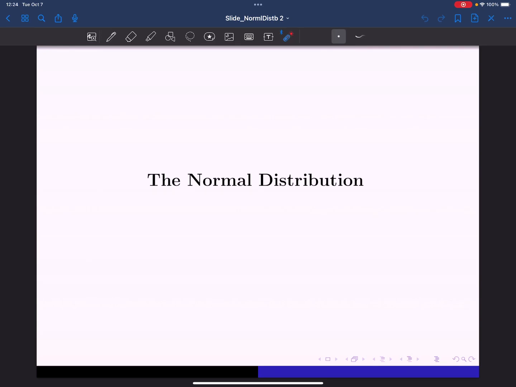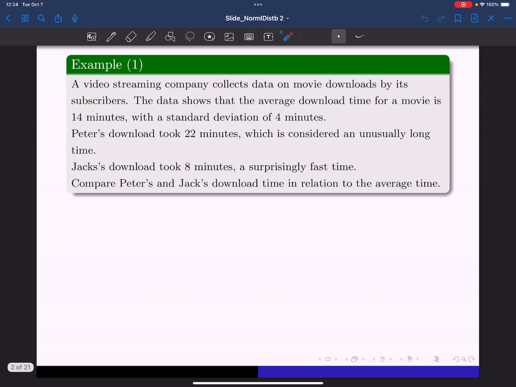Normal distribution. Let's look at the example. A video streaming company collects data on movie downloads by its subscribers. The data shows the average download time for a movie is 14 minutes, with a standard deviation of 4 minutes. Peter's download took 22 minutes, which is considered an unusually long time, but Jack's download took only 8 minutes, a surprisingly fast time. Compare Peter's and Jack's download time in relation to the average time.